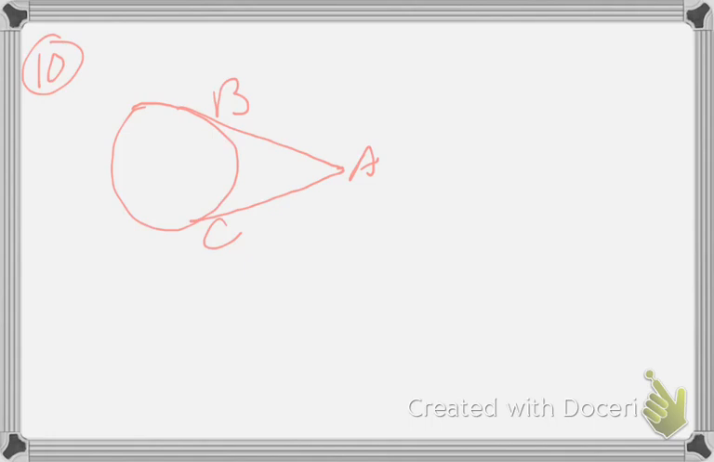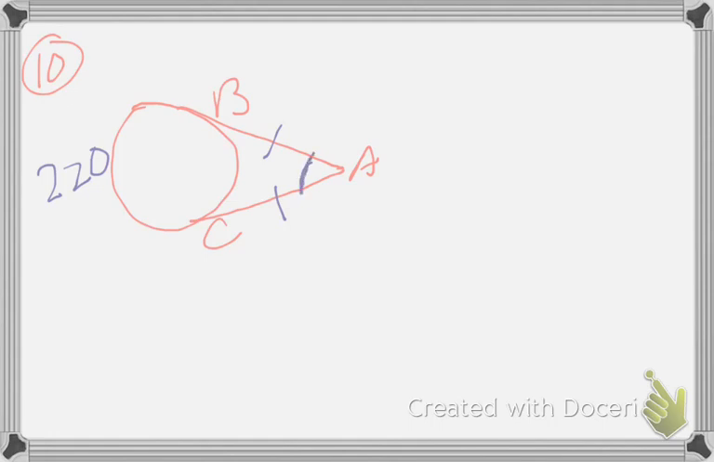Okay, this is number 10. So AB and AC are both tangents, we're told, so we know that these two sides are equal. The major arc, which is the big arc, will be 220, and we need to find the number of degrees in this angle A. That's over here.